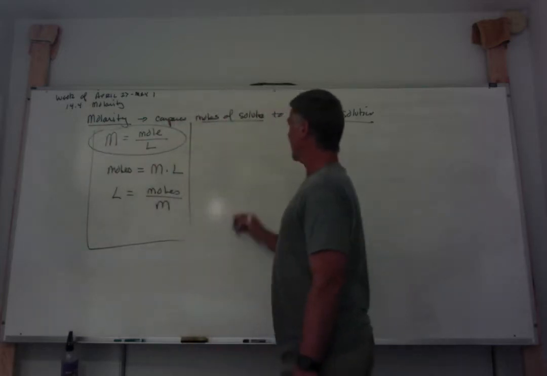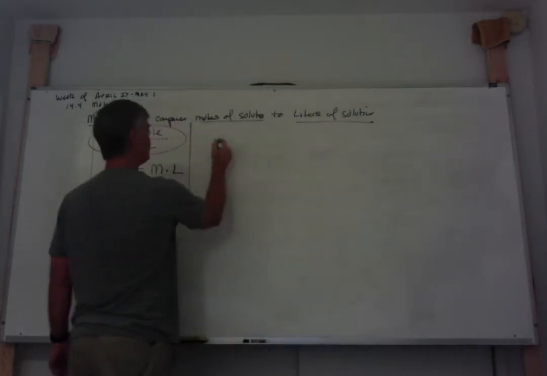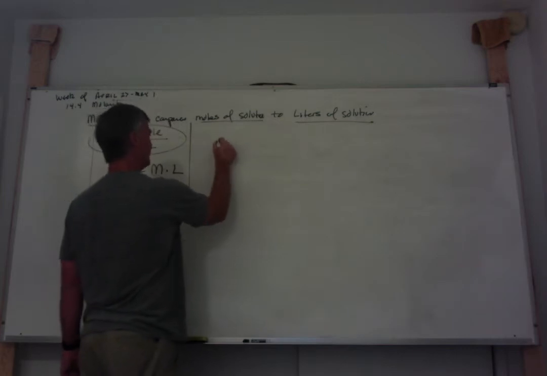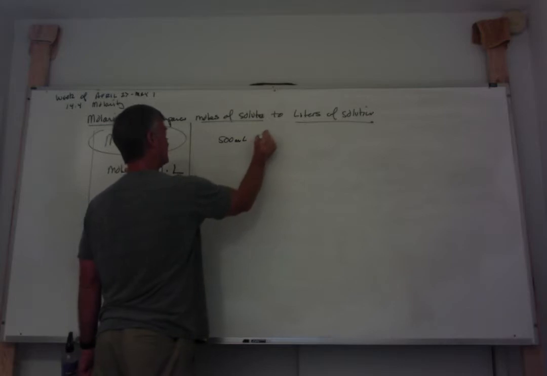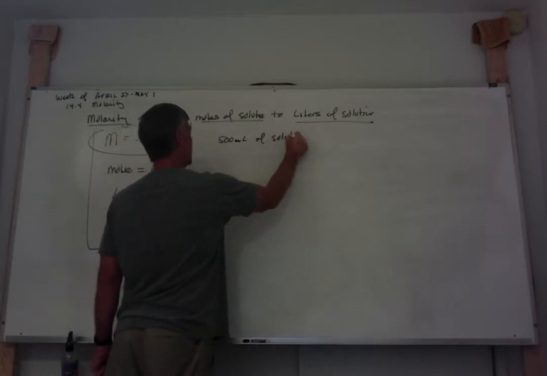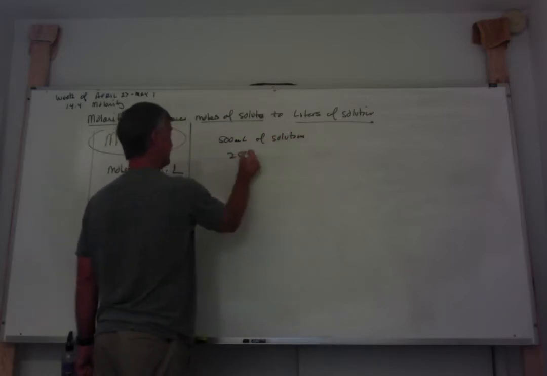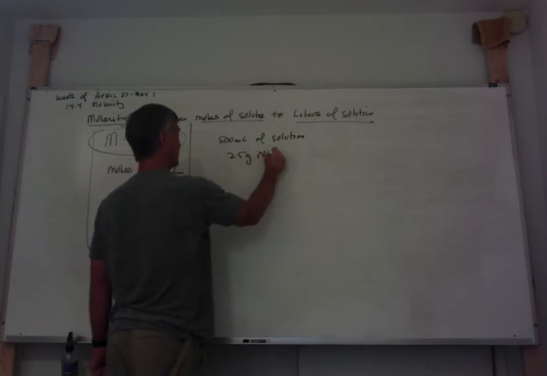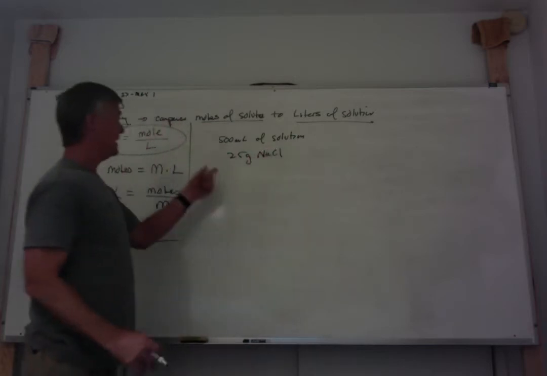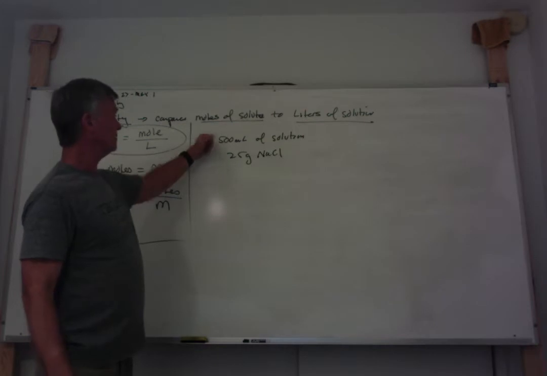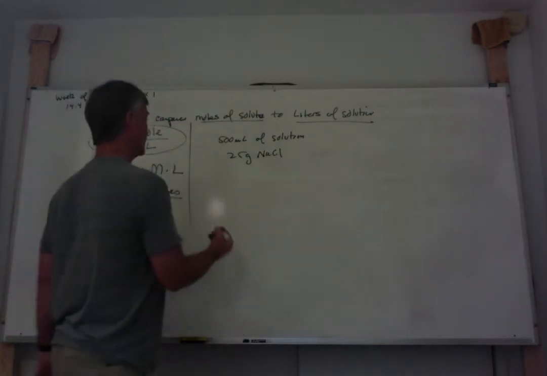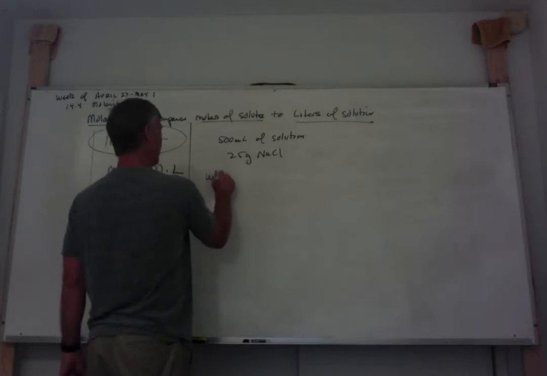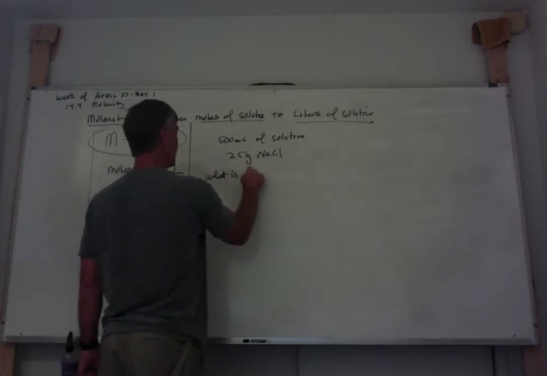So let's say that we had 500 milliliters of solution, and we have 25 grams of sodium chloride. I'm going to have the 25 grams of sodium chloride in the 500 milliliter solution. The question will be, what is the concentration, or what is the molarity?